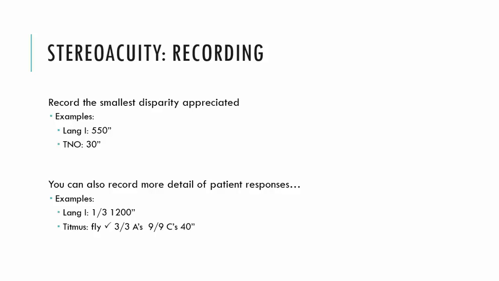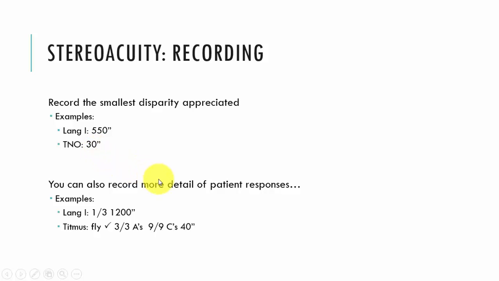In terms of recording stereoacuity, we always record the smallest disparity appreciated by the patient. And so the simplest form of recording is to indicate the test performed. So here we have Lang 1 and TNO, and then the smallest disparity appreciated. So 550 on the Lang 1, and for the TNO, 30 seconds of arc.